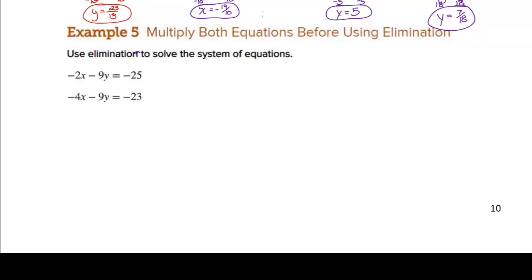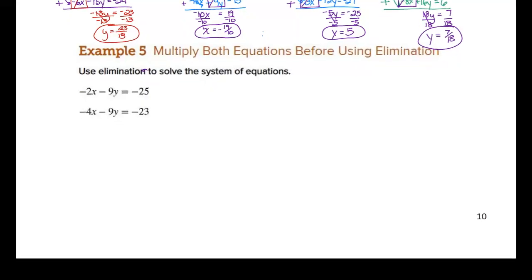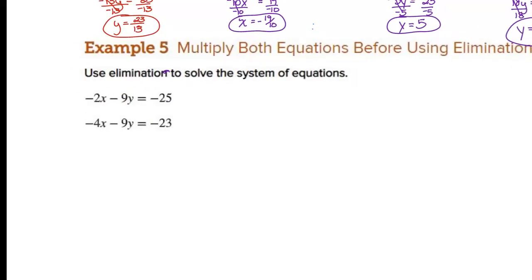All right, so let's go down to example 5. This says we can also multiply both equations before using elimination. Although I don't know that that's necessary. Interesting. All right, so take a look at this. Do you see either the x's or the y's that look like they would be easy to cancel out? The 9s, yeah, you have a negative 9y and negative 9y. So they already have the 9.